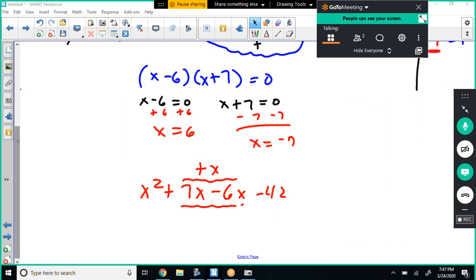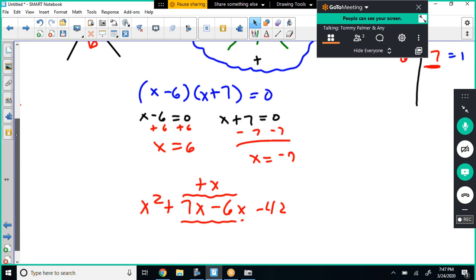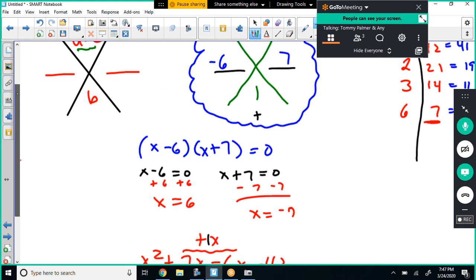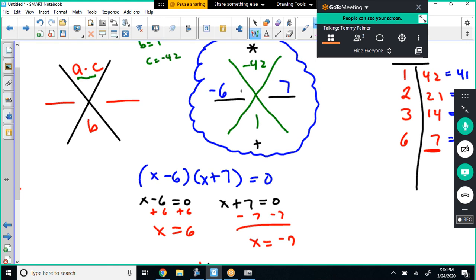Yay or nay? If I were to take 7x and negative 6x because they are like terms, and if I were to combine them, it would give me a positive 1x, right? Do y'all agree with that?